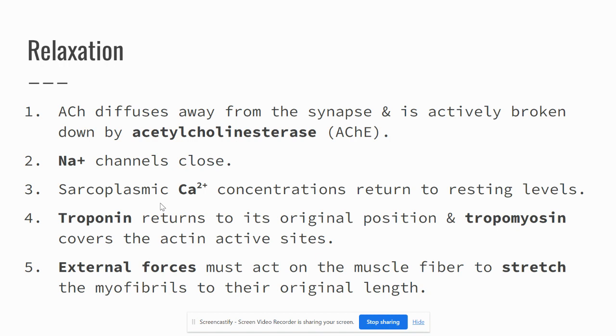And then we have external forces that need to act on that muscle fiber to stretch those myofibrils to their original length. So as the muscle relaxes, it is able to return to its resting length.